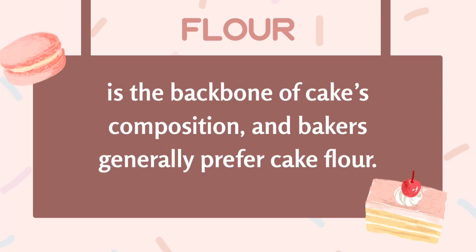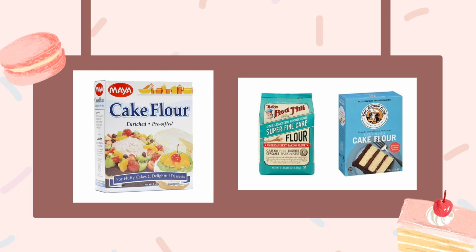So first is flour. It is the backbone of a cake's composition, and bakers generally prefer cake flour. So flour is like the main support of a cake, and many bakers like using cake flour for this purpose. So we all know that we have a lot of kinds or types of flour, but when we are going to make a cake, we need to use cake flour. These are examples of cake flour.